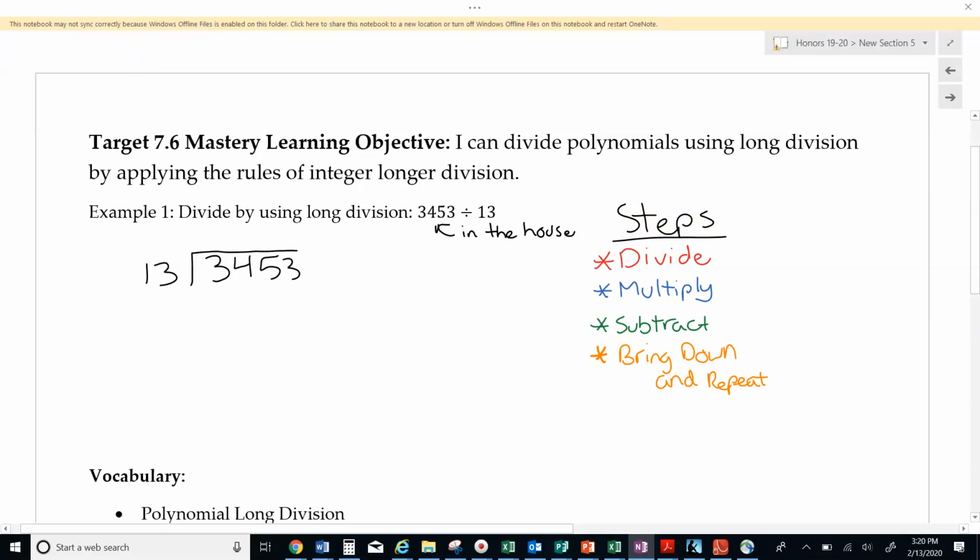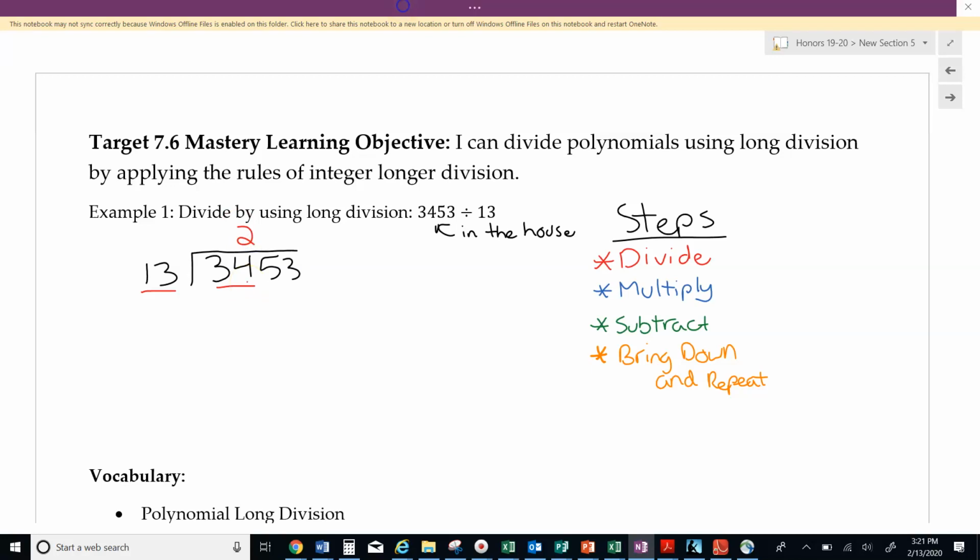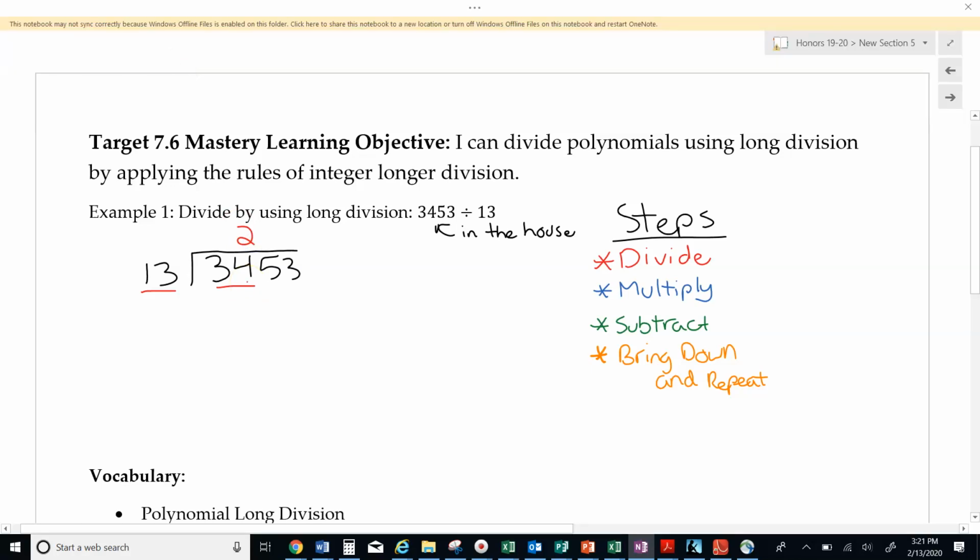This is 2 numbers, so I'm going to take my first 2 numbers. I'm going to think about how many times 13 goes into 34, how many times it evenly goes into 34. Well, 13 is 1, 26 is 2, 3 would be 39, and that would be over. So it evenly goes in 2 times. My next step is to multiply. 2 times 13 is 26.